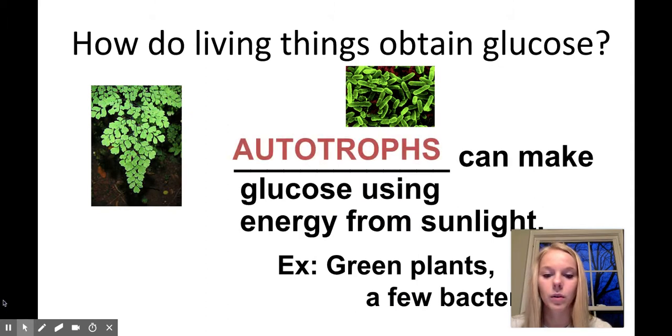Autotrophs make their own glucose through the process of photosynthesis. In photosynthesis, they absorb sunlight energy to convert it into chemical energy. Autotrophs include green plants and a few bacteria.